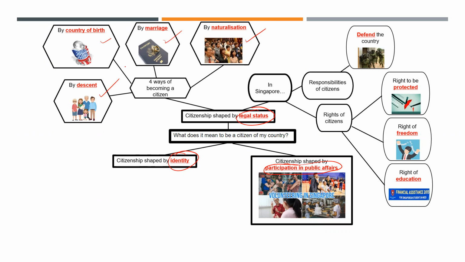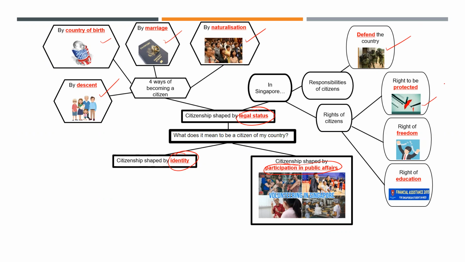So what does it mean to be a citizen? It means you have certain responsibilities, and you also have certain rights. One example of a legal status responsibility, obviously, is NS. We also know that legal citizens have certain benefits that non-citizens do not have. For example, you have the right to be protected, which means the government may protect you through very difficult times.